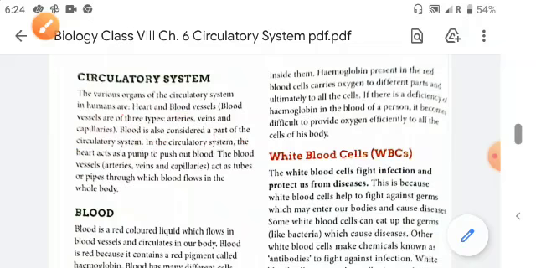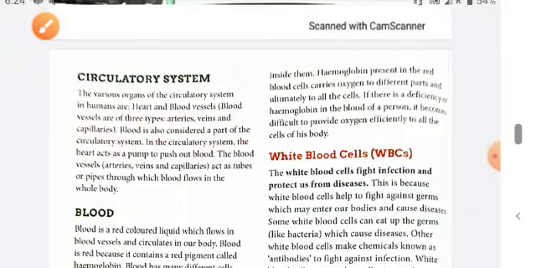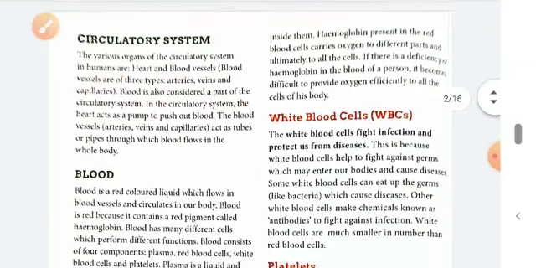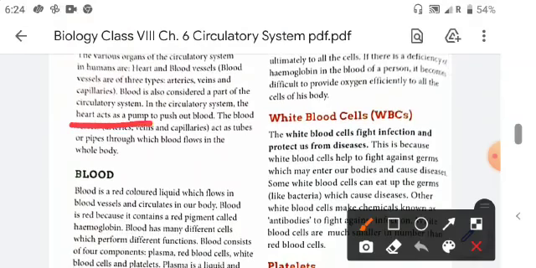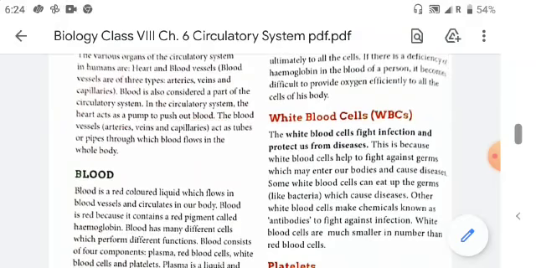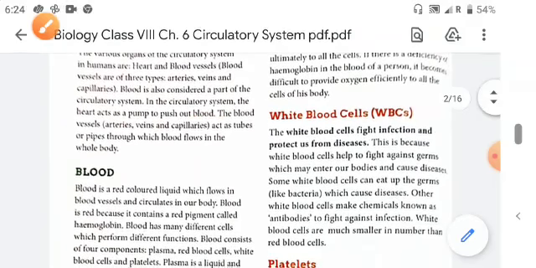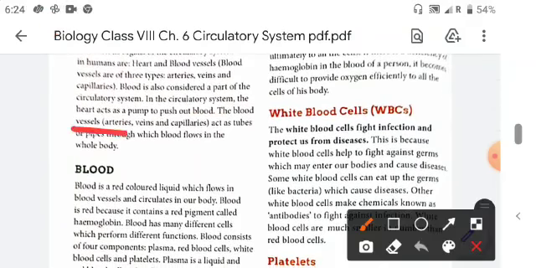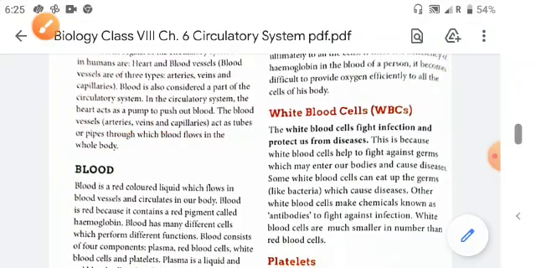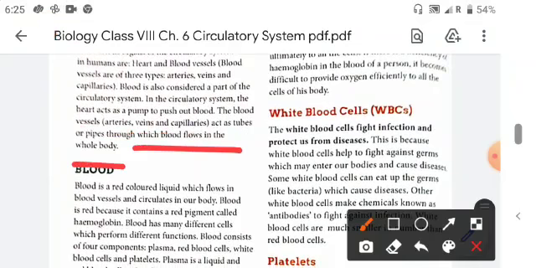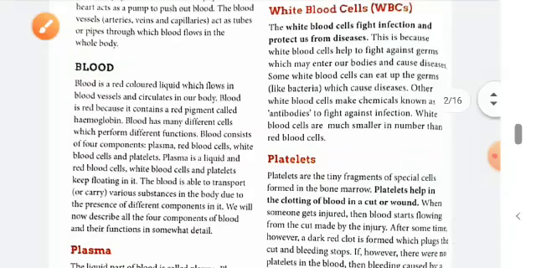In the circulatory system, the heart acts as a pump to push out the blood. The blood vessels, that means arteries, veins and capillaries, act as a tube or pipe through which blood flows in the whole body. Now, what is blood?